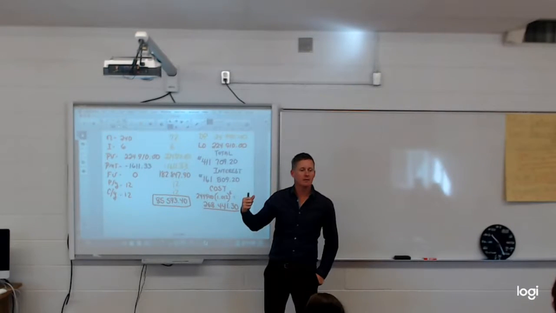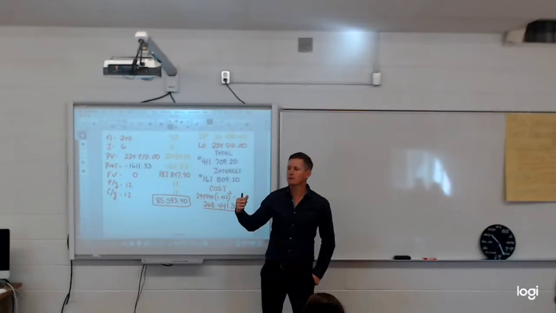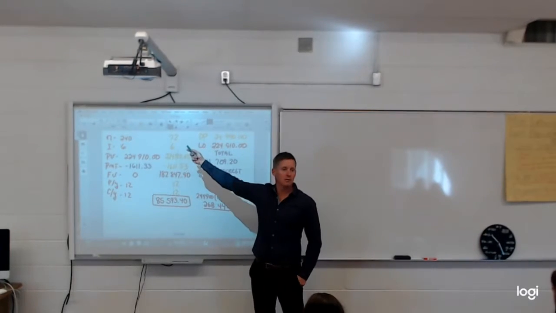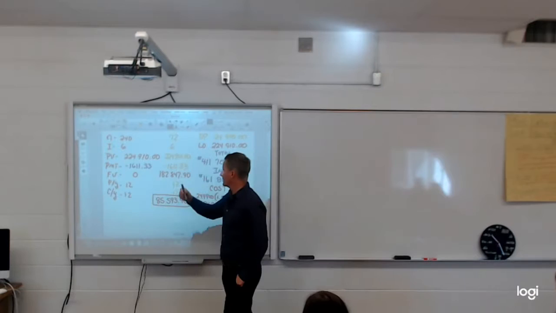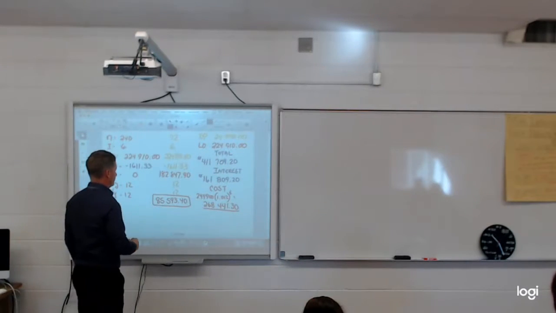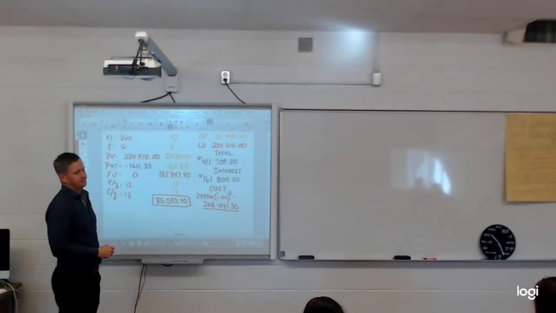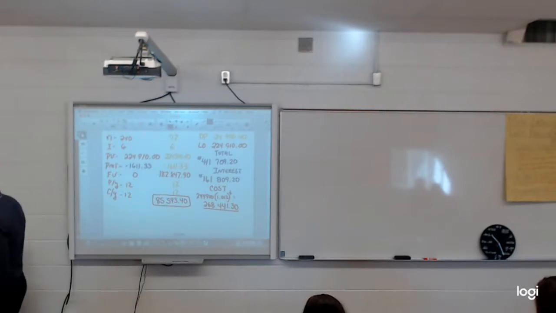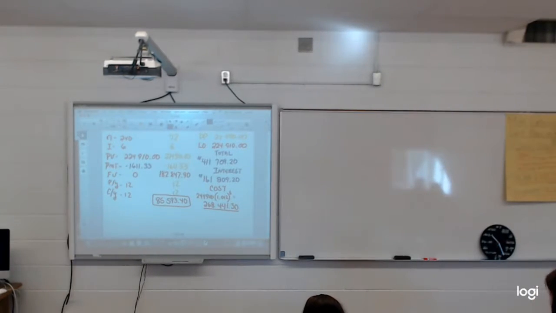That was over 20 years. 72. Right? Okay, so 72 times 1,611.33. What do I get? $116,015.76. That's how much I made in payments. Is that all I paid though? No. Add your down payment.